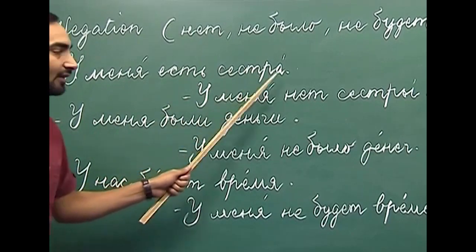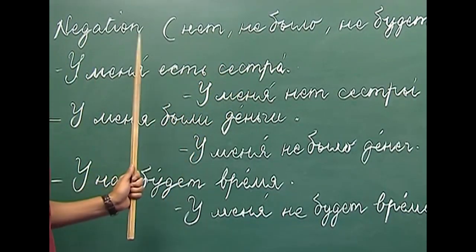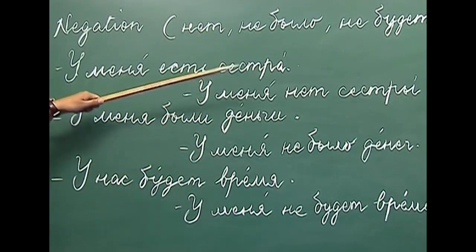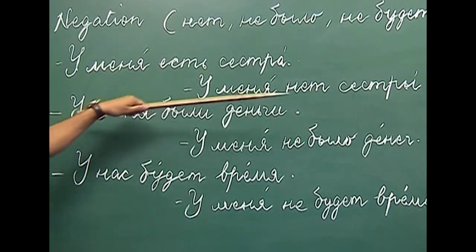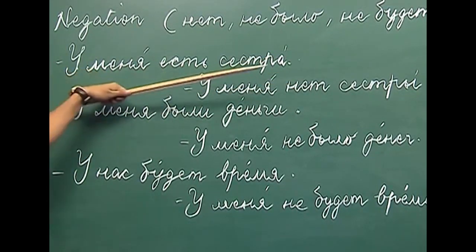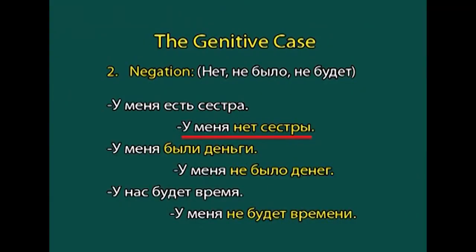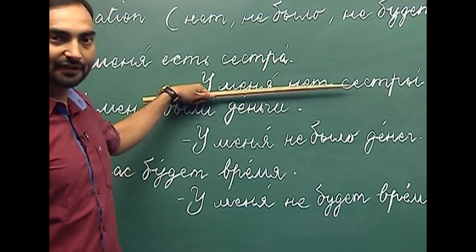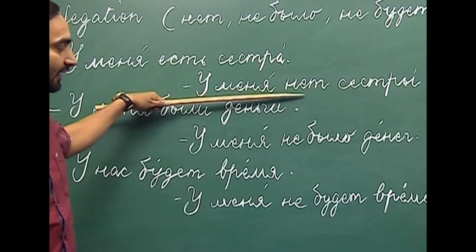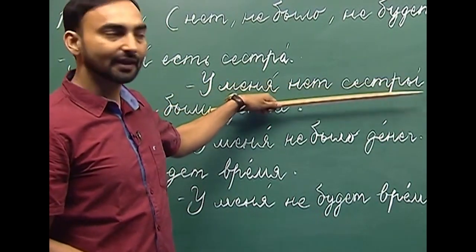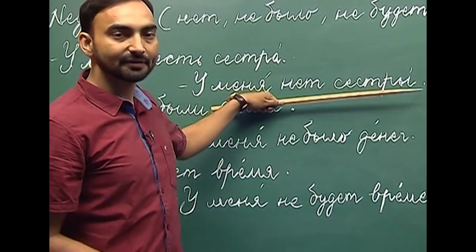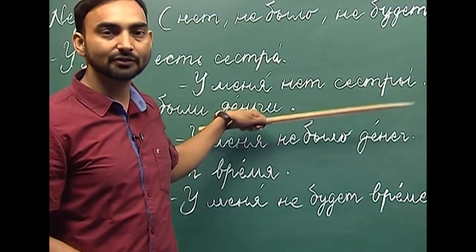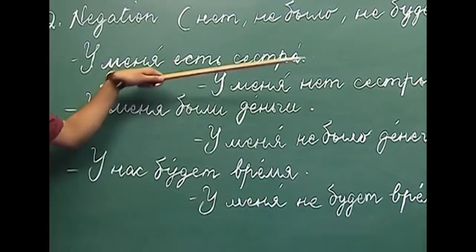У меня есть сестра. I have a sister. So, here as you can see, сестра is in the nominative case. What if we convert this sentence into negative construction? У меня нет сестры. So, here we are using нет, which denotes the negation. So, when we use the negation, we cannot use the nominative case, we use the genitive case. Сестра has become сестры. У меня нет сестры. I do not have a sister. This was in the present tense.